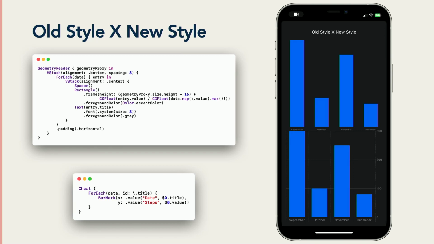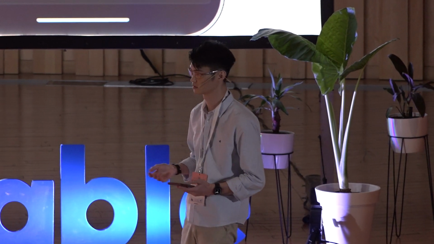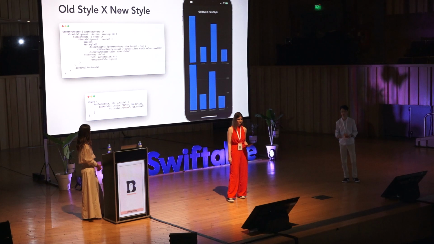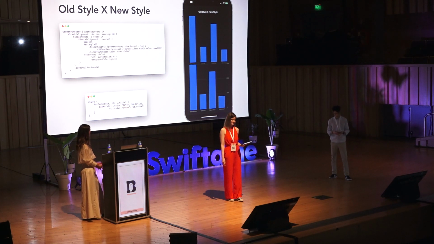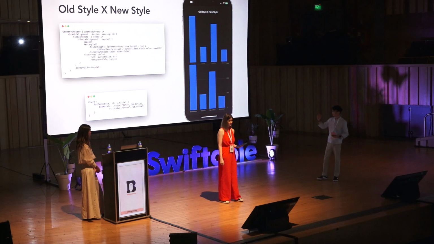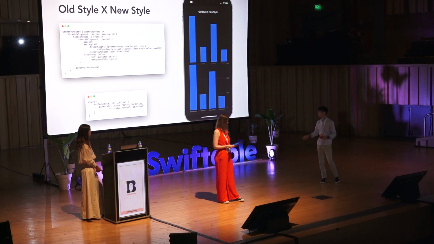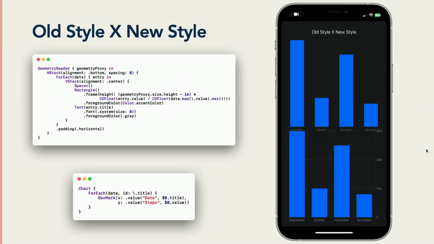Here we will compare the old style versus the new style. In the past, GeometryReader was the most popular way to create charts. But look how extensive it is to consume it. You need to create a VStack, calculate the rectangle frame, and add the text color and size of the text. So we did all these things to create just the bar and the label.